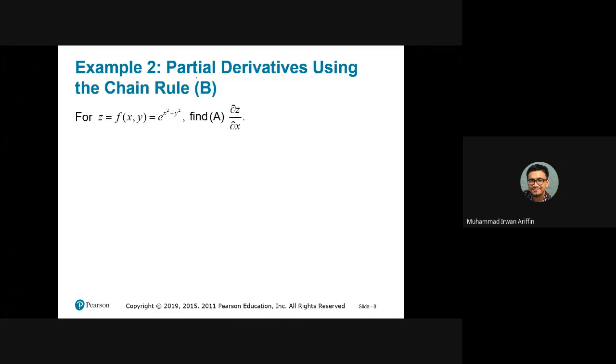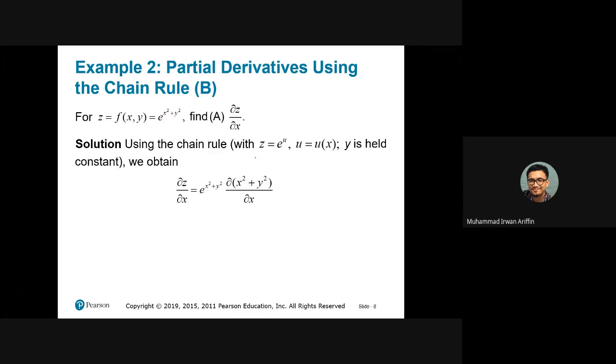And sometimes you may need to apply the chain rule with partial derivatives, when the function is more complicated. Like in this case, this is exponential, e to the power of x squared plus y squared. So how do we do this? We simply use the chain rule, where we replace x squared plus y squared with u. Because this is an exponential function, e remains as it is, but then you need to multiply by the derivative of the power of e with respect to x.